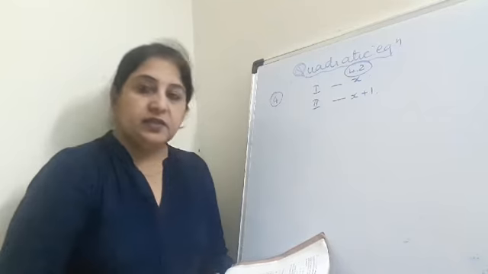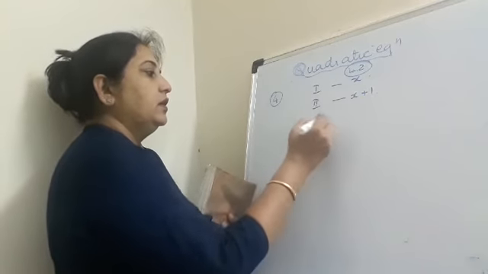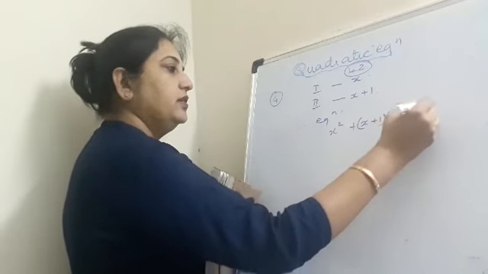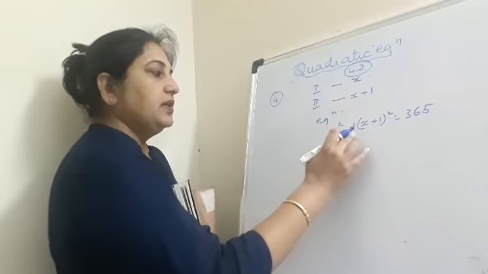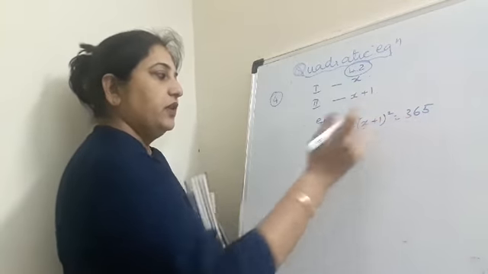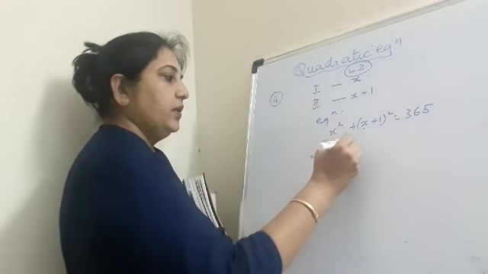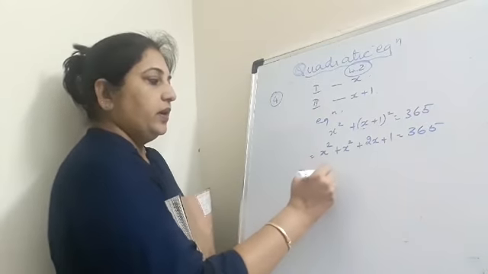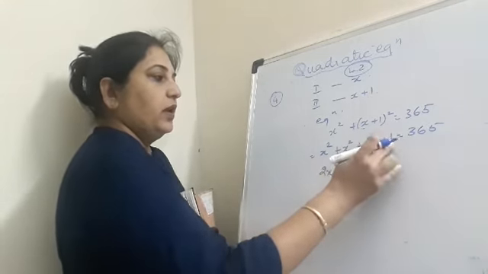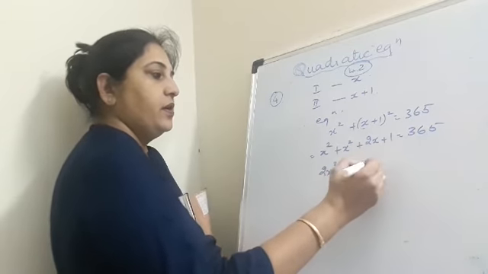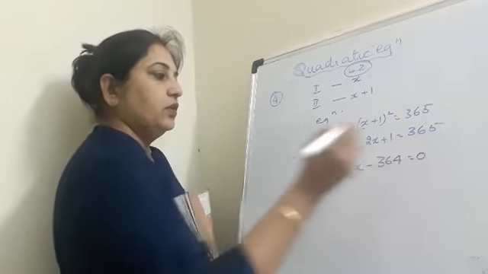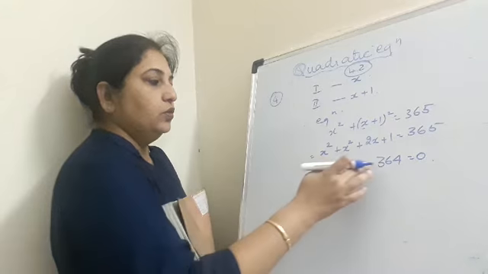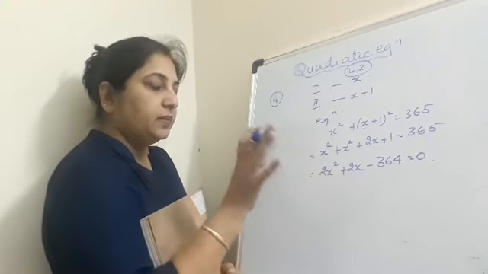Sum of the squares is 365. So therefore, the equation will be sum of the squares equal to 365. So we will take x square plus (x plus 1) the whole square is equal to 365, which is now x square plus 2x plus 1 is equal to 365. Then 2x square plus 2x, and here when we subtract, I get minus 364 equals 0. Right? We can simplify this equation because 2, 2, 364, all the three numbers are multiples of 2.